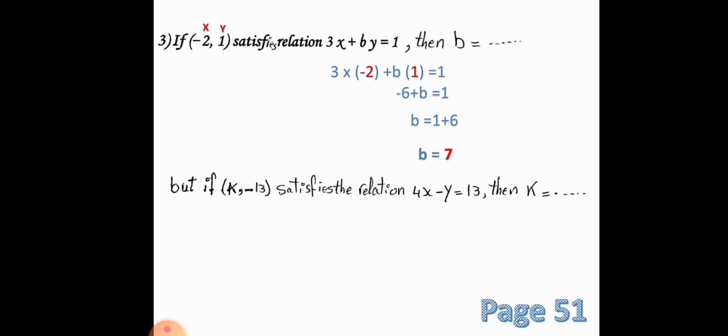Again, in this question also, if k and negative 13 satisfies the relation 4x minus y equals 13, find the value of k. So again, in this ordered pair, x equals k, y equals negative 13. So we can multiply 4 by k and substitute for y equals negative 13. So 4 multiplied by k will be 4k. And as you know, minus negative 13 will be plus 13, so we can subtract 13 from both sides. So 4k equals 0, and you divide by 4 to get that k equals 0.